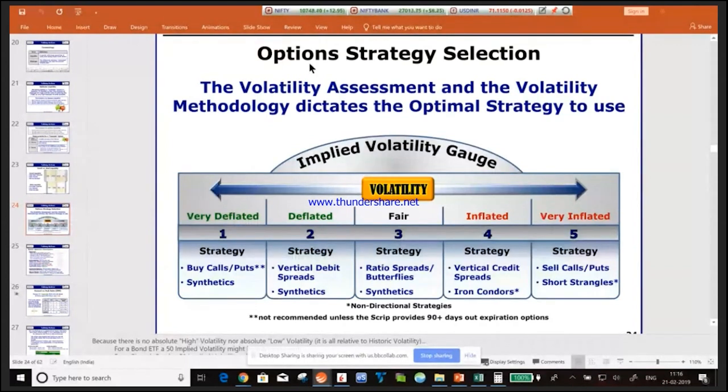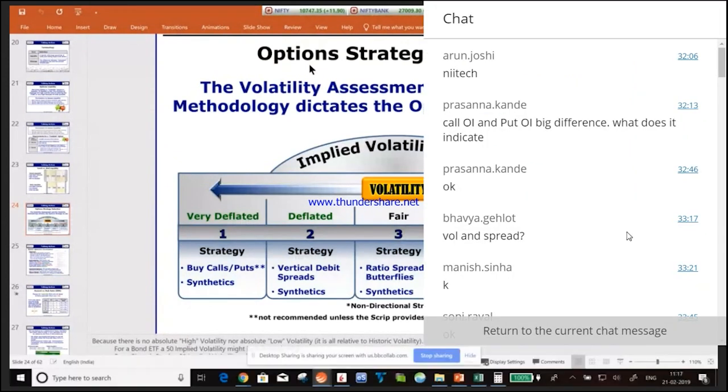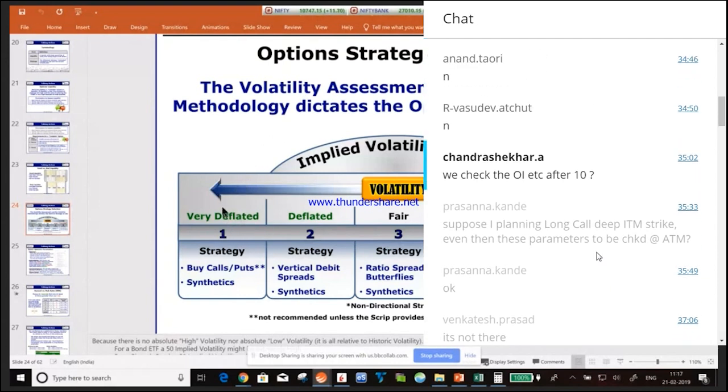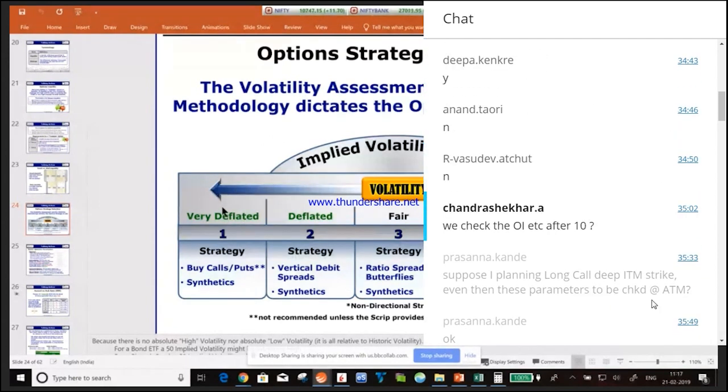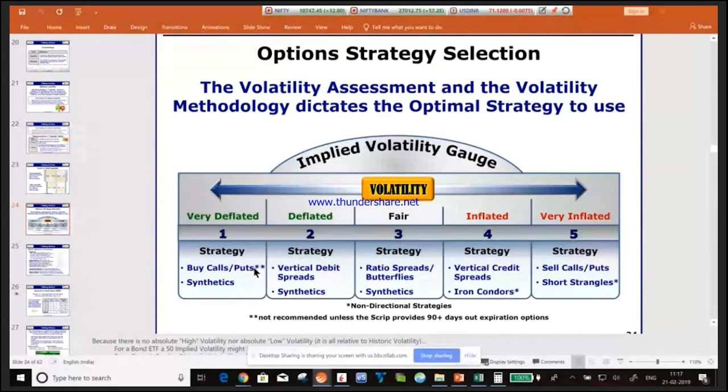Okay. Now, option strategy selection. The volatility assessment and the volatility methodology dictate the optimal strategy to use. So when we are in section 1, that is, the options are very, very deflated, the strategies that we use are buy calls and buy puts. Okay. So each of these sections will have one bullish strategy and one bearish strategy.